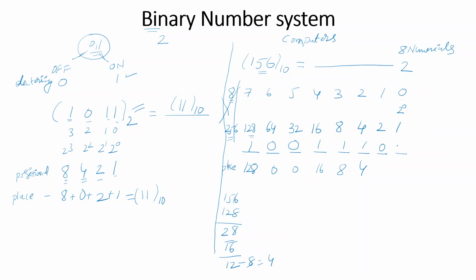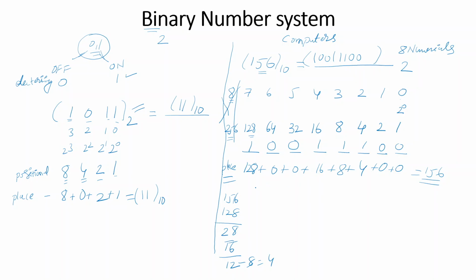So I am done. I will make the rest 0 0. Now the place values here are 0 0. If I add all these place values, definitely I will get the 156 value which we want. So that means the decimal number 156 can be indicated in binary as 10011100. So the length of the binary number is 8.